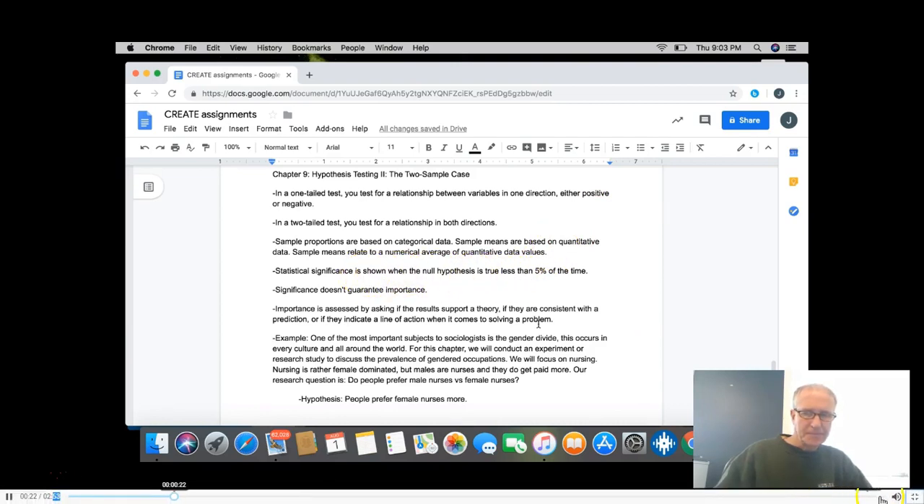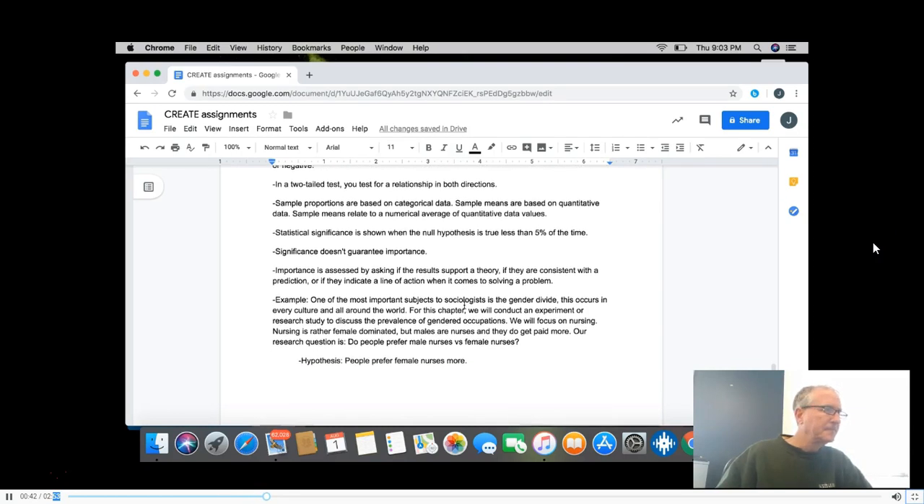Sample proportions are based on categorical data. Sample means are based on quantitative data. Sample means relate to the numerical average of quantitative data values. Statistical significance is shown when the null hypothesis is true less than 5% of the time. Significance doesn't guarantee importance.